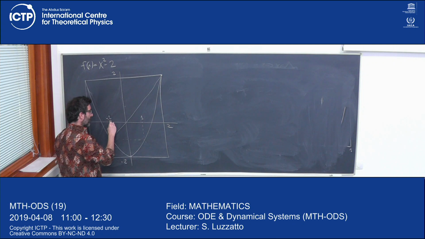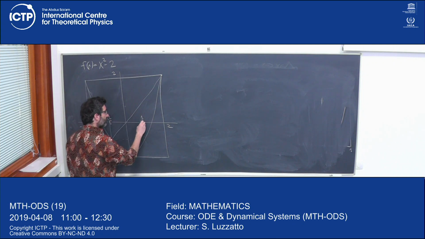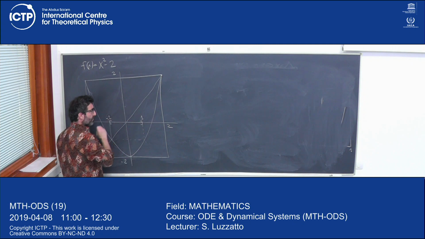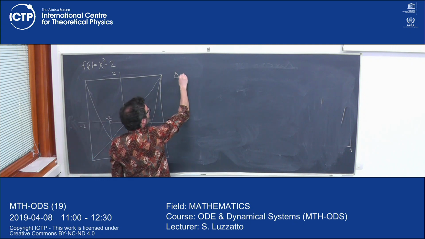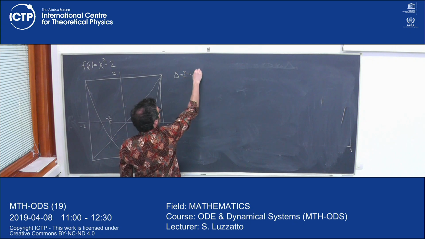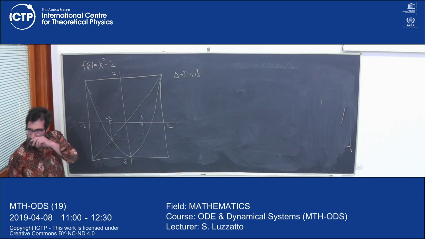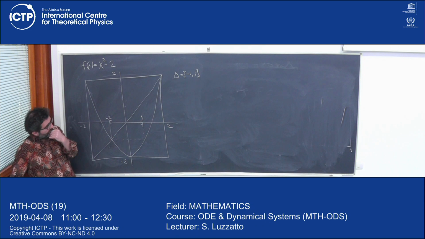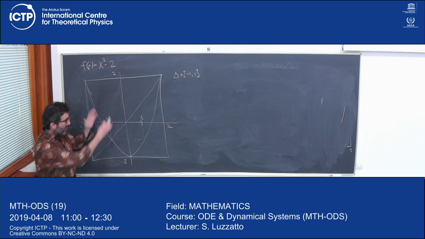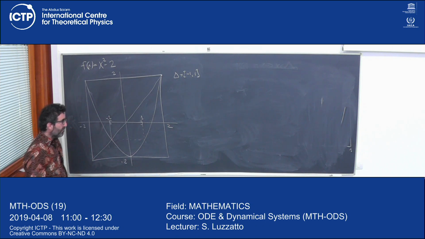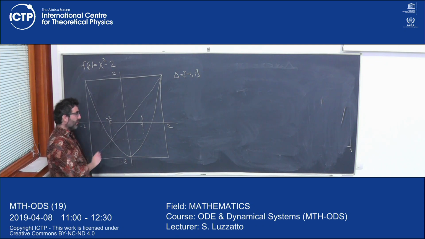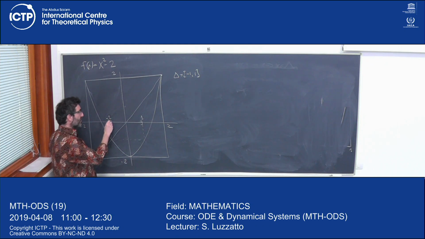And I'm going to choose delta to be this interval here. So I'm going to choose delta equals minus one, one, just because minus one is a fixed point. That's the key property. It doesn't need to be. As I said, the construction is very robust. As long as the picture looks more or less like this, it works. We will see later exactly what characteristics we need for the construction.